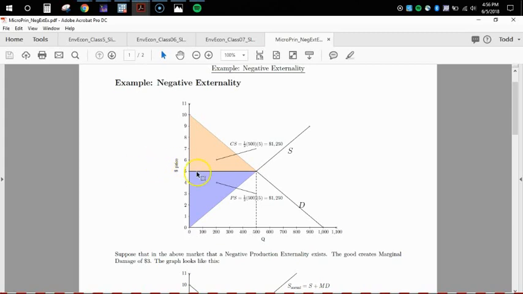And the way that we show this is we show that consumer and producer surplus are maximized at equilibrium, which they are. The only way that consumer and producer surplus are maximized is actually at equilibrium.